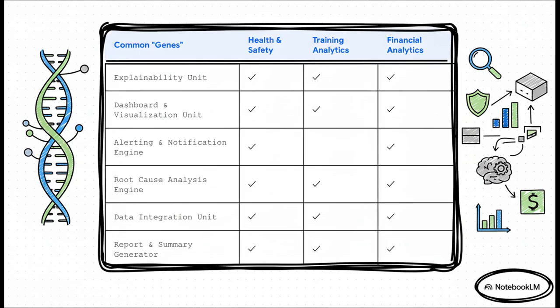Just take a look at this. On this slide, we're comparing 3 different analytics families: health and safety, training, and financial. See what's happening? They're all built from shared components, like a common set of genes. A root cause analysis engine is super useful for figuring out why accidents happen, but it's also useful for figuring out why a budget is way off. A dashboard unit, well, everybody needs one of those. These tools aren't built from scratch every single time. They're assembled from the same core parts.